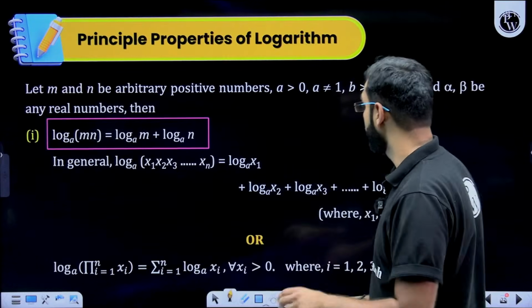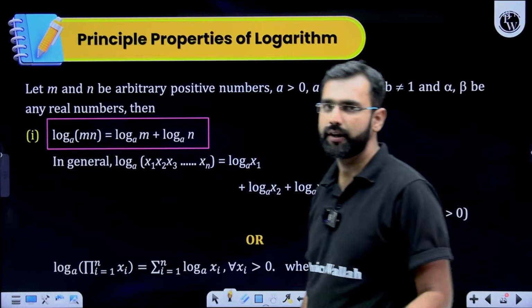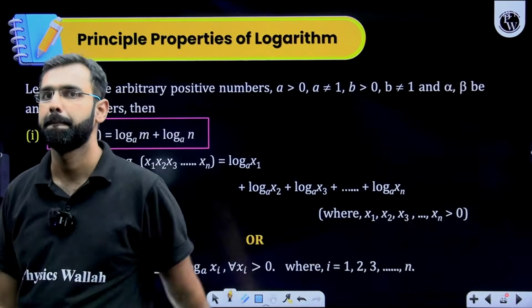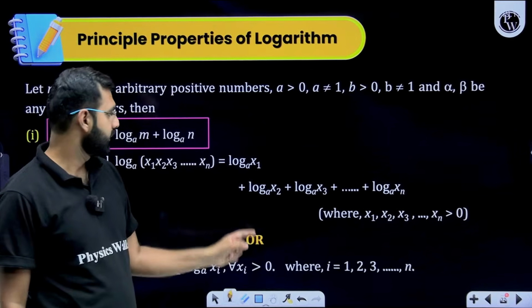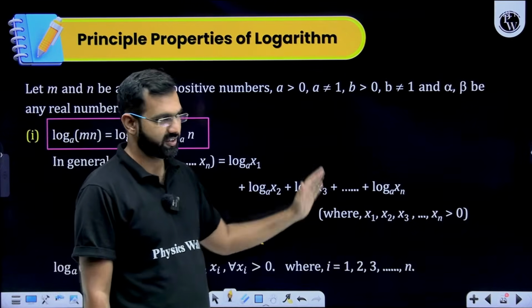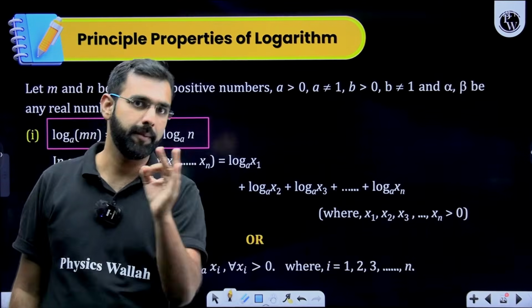But do remember, m and n both should be positive. Regarding the base, I need not tell you, it should always be positive, and not even 1. With that, if log of multiple values is taken, then log of x1 plus log of x2, log of x3, until log of xn, but all of these x1, x2, x3, xn should be positive.